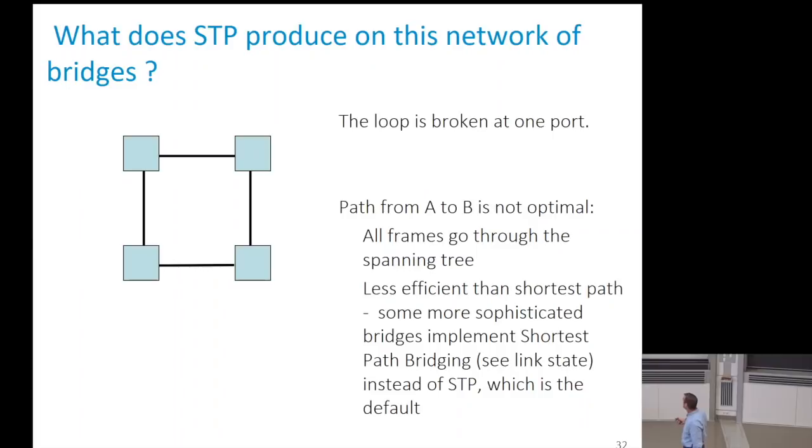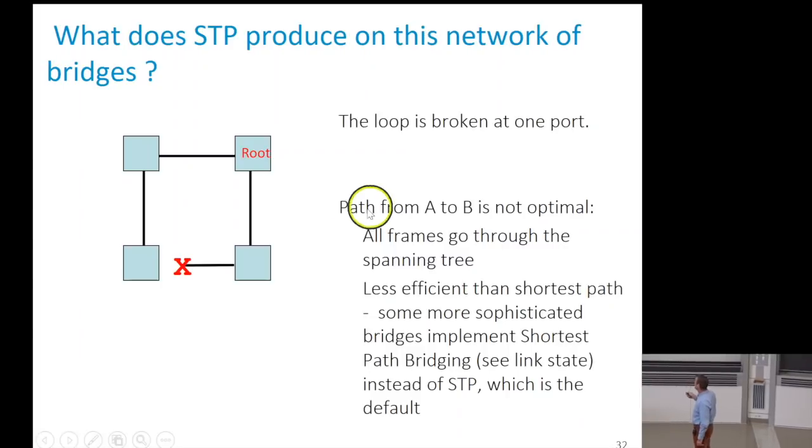What would the spanning tree produce in this thing? Well, we don't know exactly. It depends on the label, but the system is completely isotropic. It's the same in all rotations. So we'll pick one of the bridges and we'll disable one of the ports. This is what the spanning tree will do. Is it very smart? What do you think?